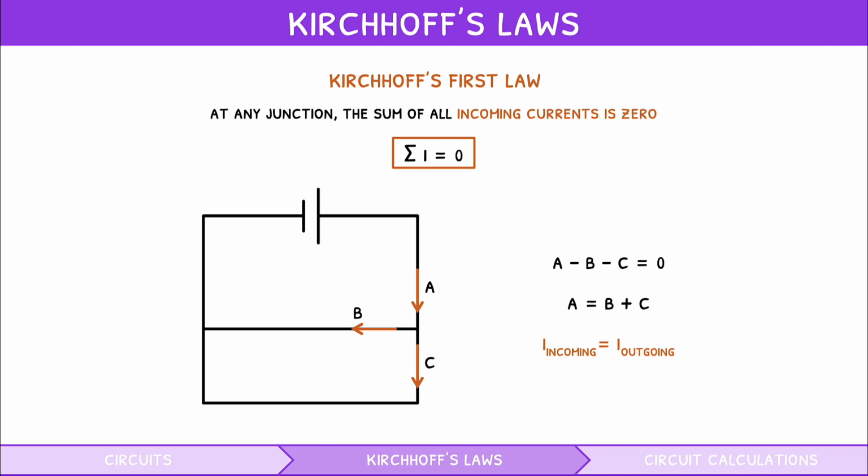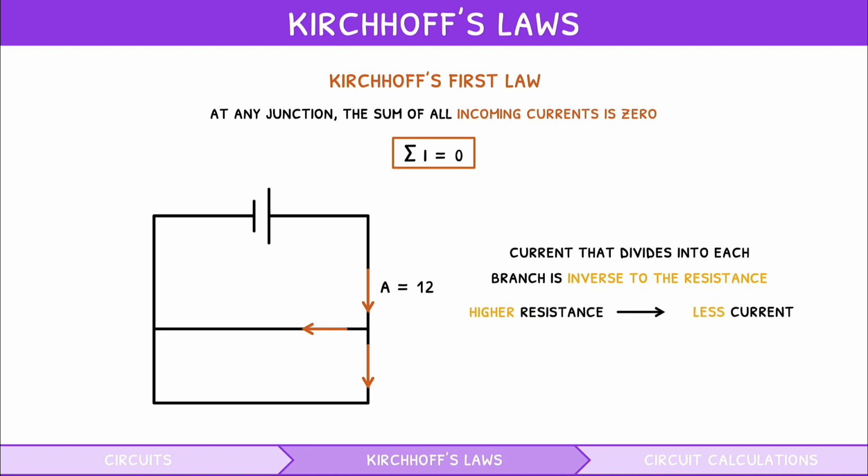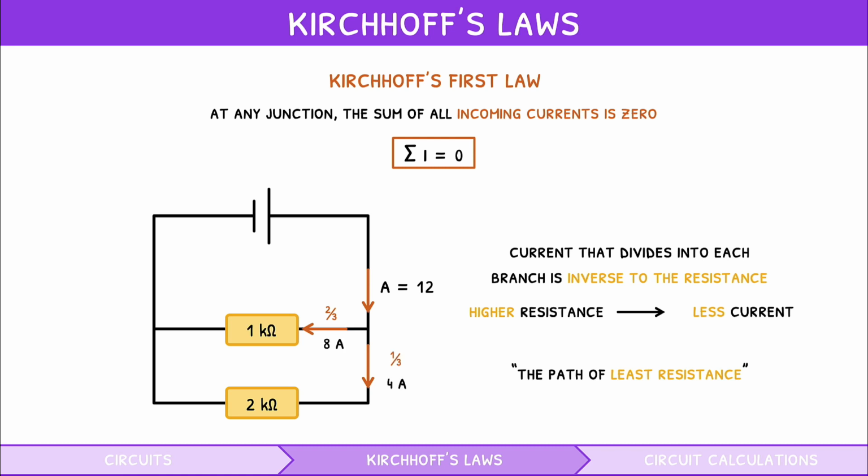For example, if A was 12 amp, B and C could be any combination that summates to 12, i.e. 8 and 4, or 6 and 6 respectively. Note the current that divides into each branch is inverse to the resistance, i.e. higher resistance branches have less current. You can remember this with the saying, current flows the path of least resistance. For example, if the top branch has resistance 1 kiloohm and the bottom 2 kiloohm, the top takes 2/3 of the current and the bottom 1/3. In our example, this would calculate as 8 amp and 4 amp respectively.